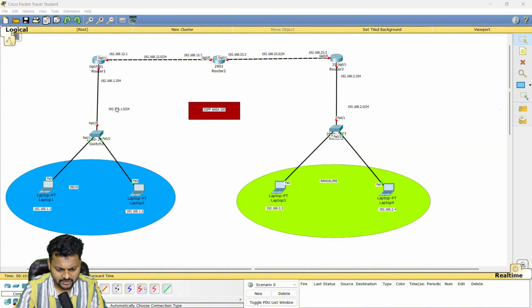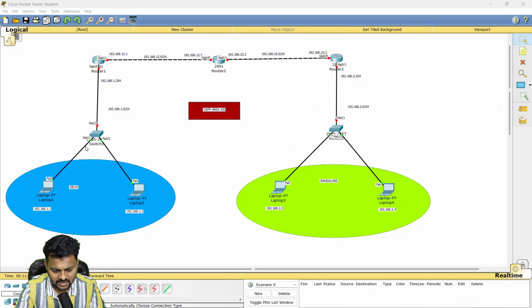It's the same topology that we discussed in the EIGRP protocol as well. We have a 12.0 subnet between router 1 and router 2, and between router 2 and router 3 we have a 23.0 subnet, right? Gig 0/1 is 12.1, gig 0/0 is 12.2, gig 0/1 of R2 is 23.2, gig 0/0 on R3 is 23.3, and gig 0/1 on R3 is 2.254. This 2.254 will become the default gateway for PC3 and PC4.